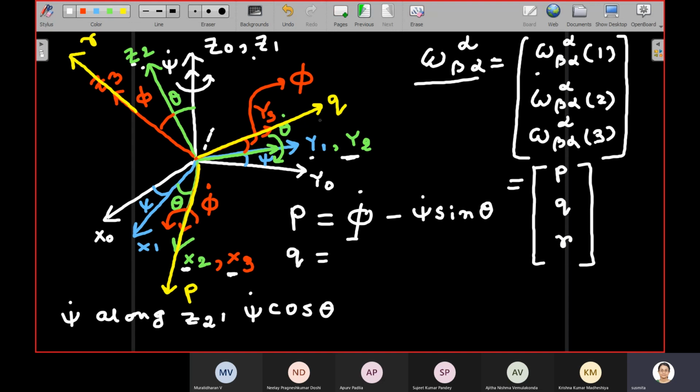What is that component? What is the angle? I have put it in red. Phi is the angle, correct? So theta dot cos phi will come, right? So theta dot also has another component. So one component is along y3.